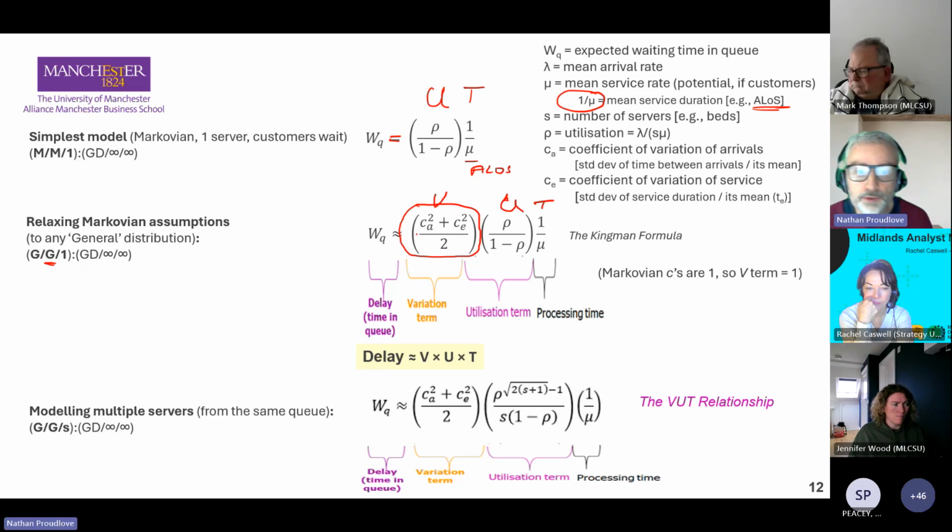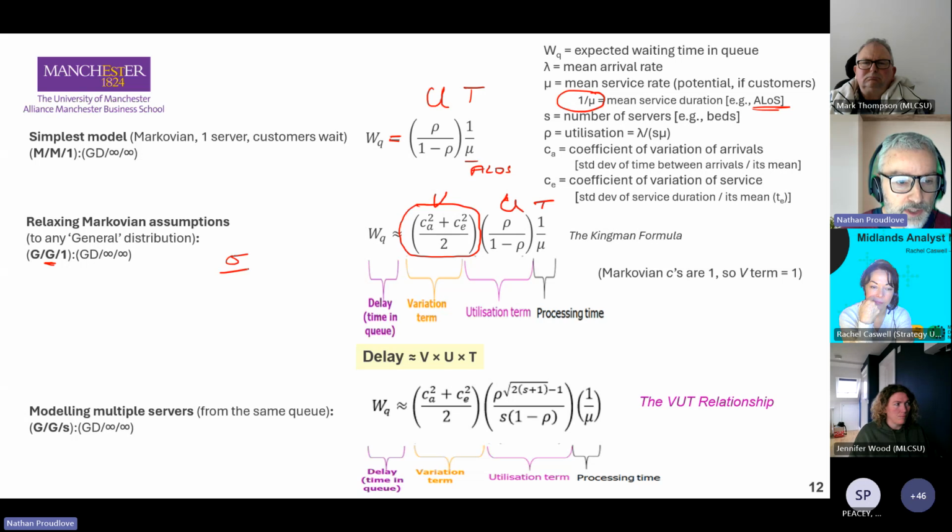So now we've got the coefficient of variation. You remember, maybe, coefficient of variation is the standard deviation divided by the mean, like the relative spread of the distribution, how spread it is relative to the mean. And this is the coefficient of variation of the arrivals, and this is the services.